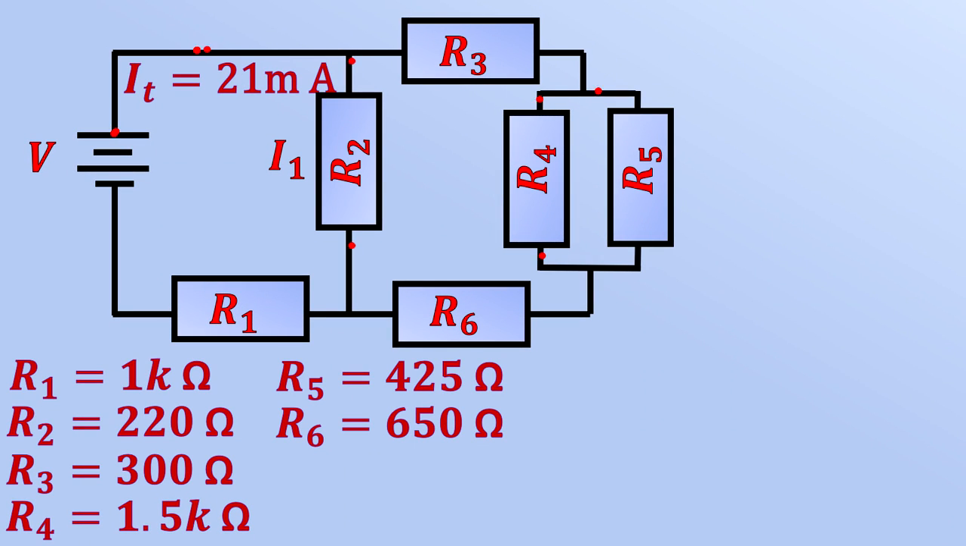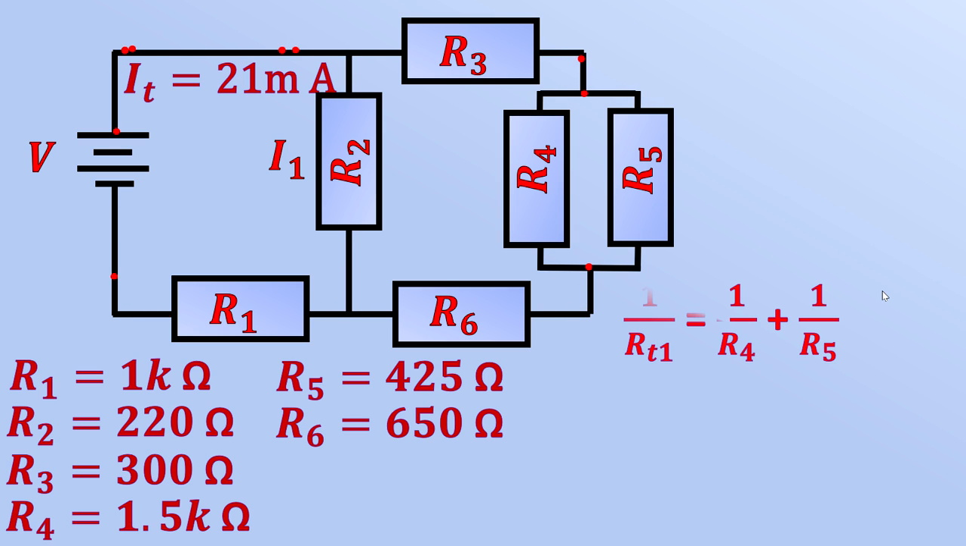All right, now we're going to work through one more. Okay, here we have 6 resistors, and we have multiple paths for the current to flow through. We're going to start out here with R4 and R5. I'm going to combine those to make one resistor.